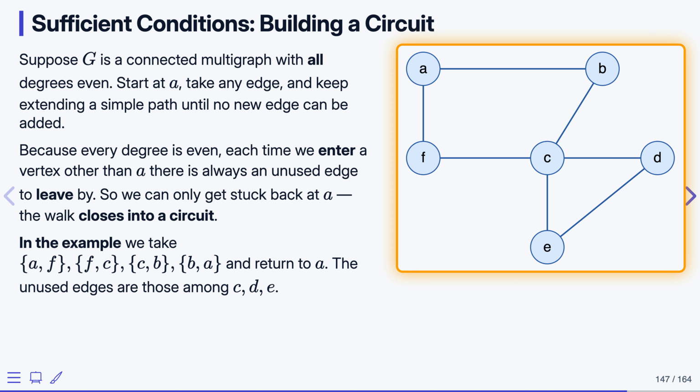In our picture, start at A and take it to F, F to C, C to B, and B back to A. Now the edges among C, D, and E are still unused.